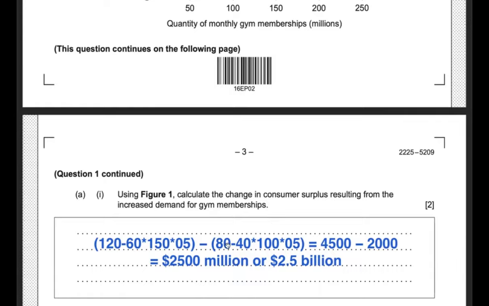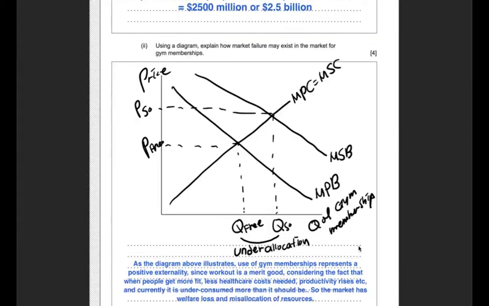Question A2. Using a diagram, explain how market failure may exist in the market for gym memberships. As the diagram above illustrates, use of gym membership represents a positive externality, since workout is a very good thing, considering the fact that when people get more fit, less healthcare costs are needed, productivity rises, etc. And currently, the market is experiencing underallocation of the resources. In other words, the gym membership is underconsumed than it should be. So the market has welfare loss and misallocation of resources.